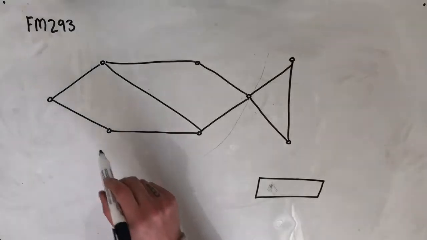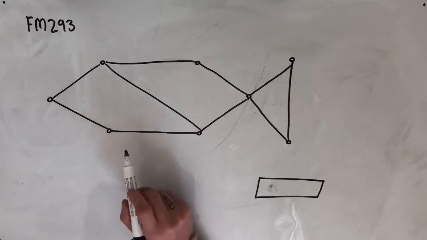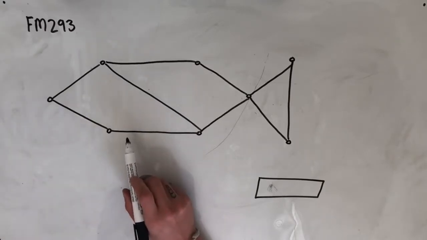This question shows us this diagram here and then says, in the box below, write the number of Hamiltonian circuits involving all 8 vertices in the graph above.